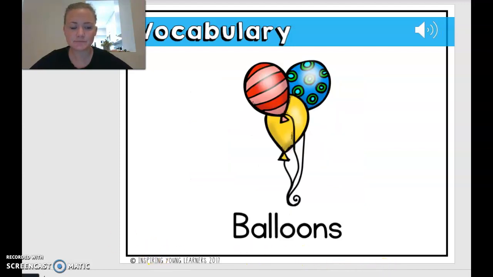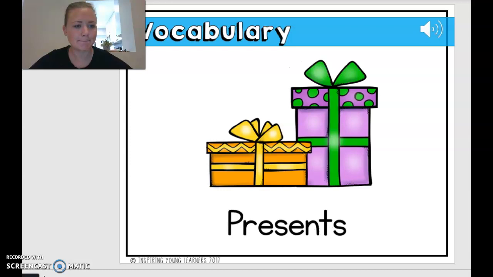Balloons. That is a red balloon, blue balloon, and a yellow balloon. Presents. You can also call these gifts. So presents or gifts.